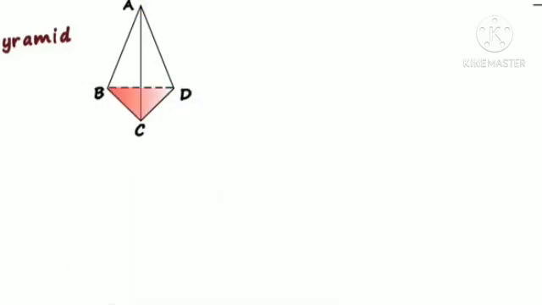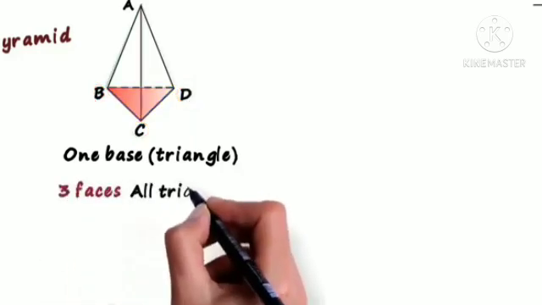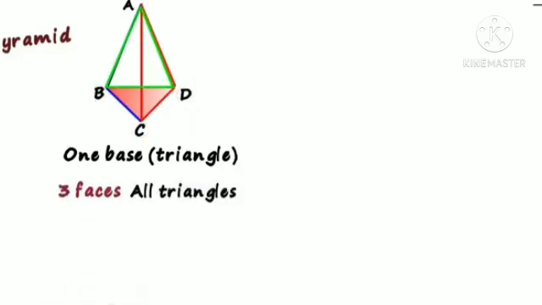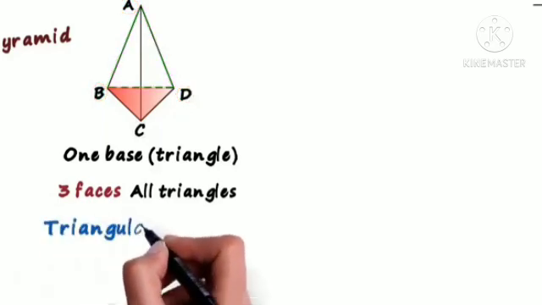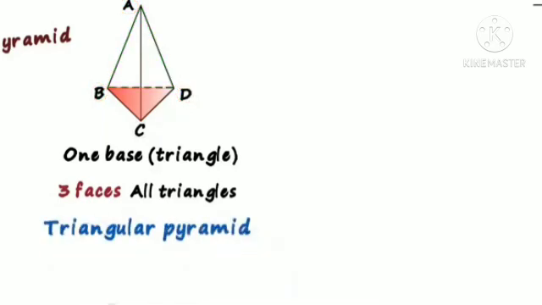It has just one base, and this base is a triangle. It's triangle BCD. It has 3 faces and all of them are triangles. The 3 triangles are ABC, ACD and ABD, which is at the back. This is called a triangular pyramid. It's called that because its base is a triangle.